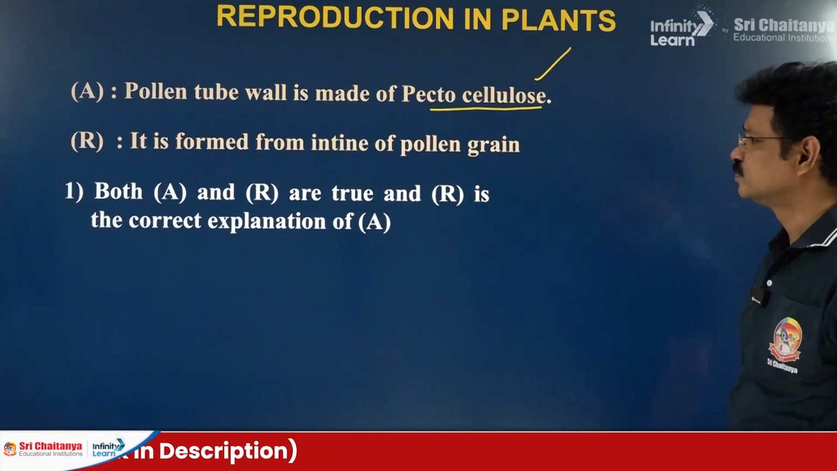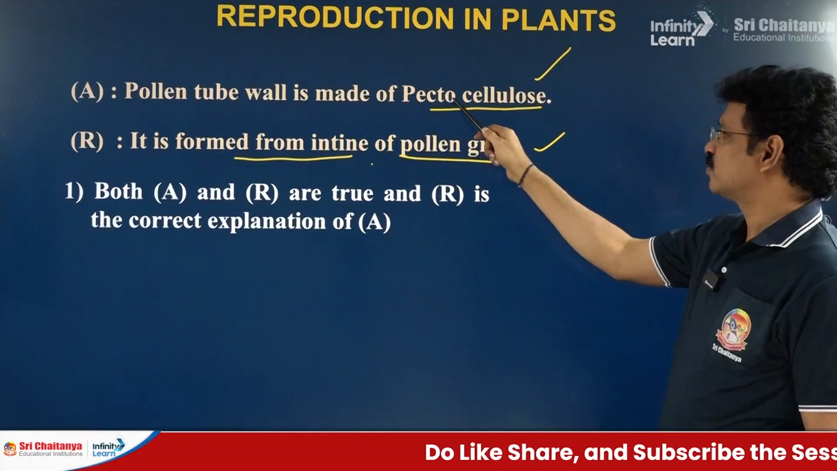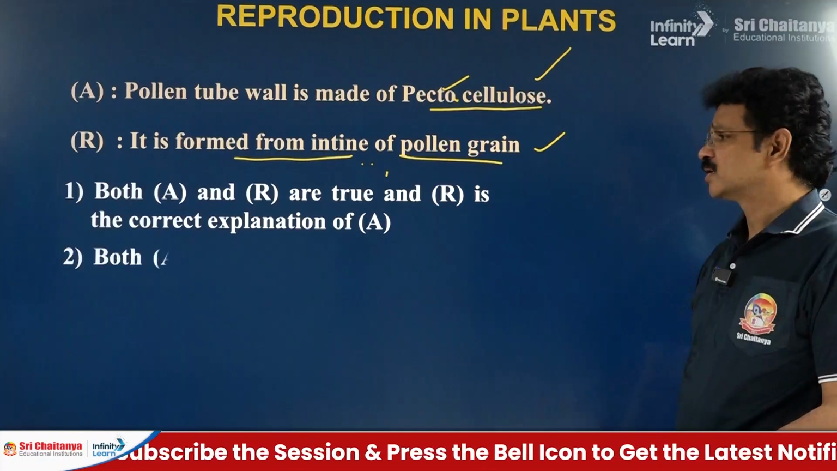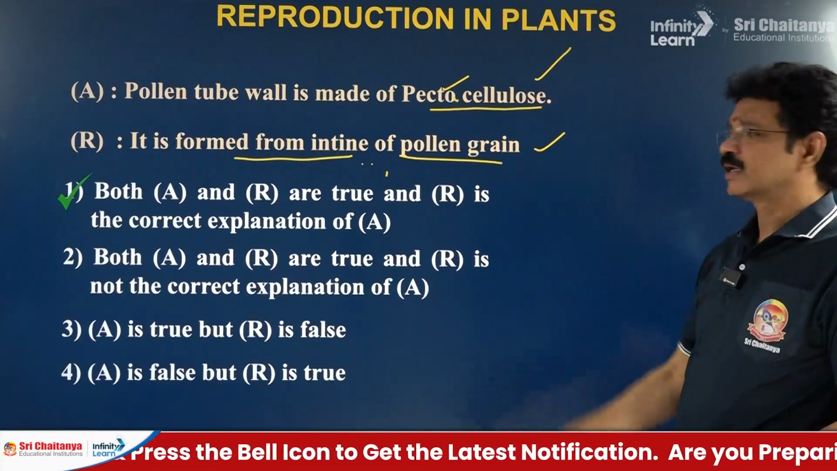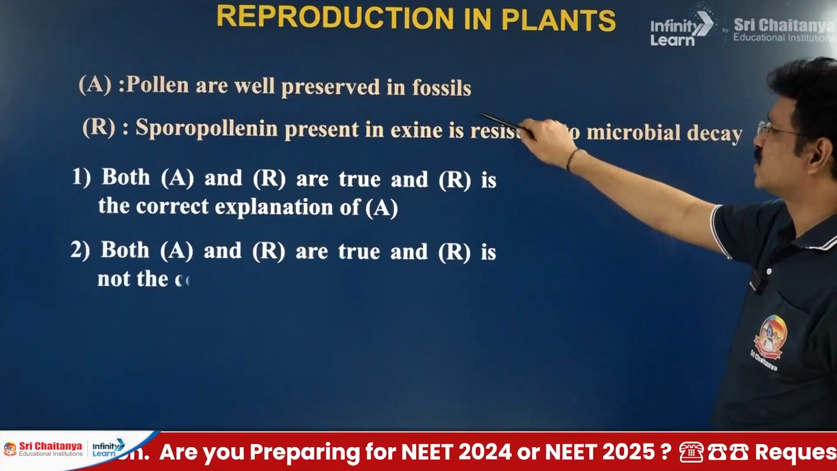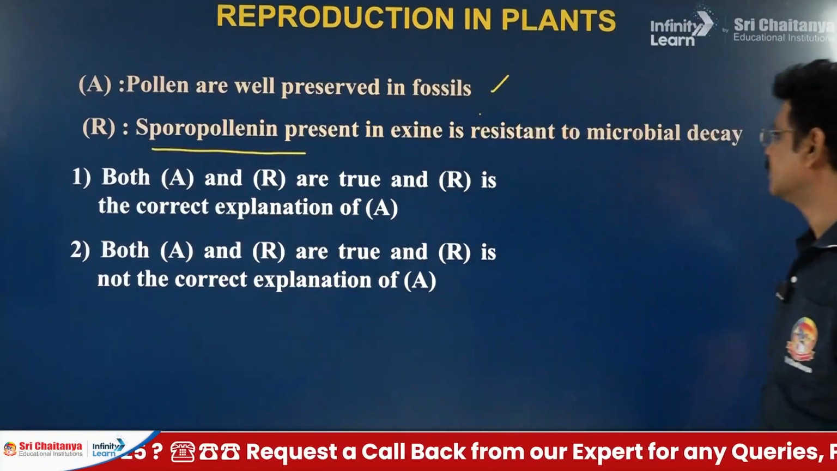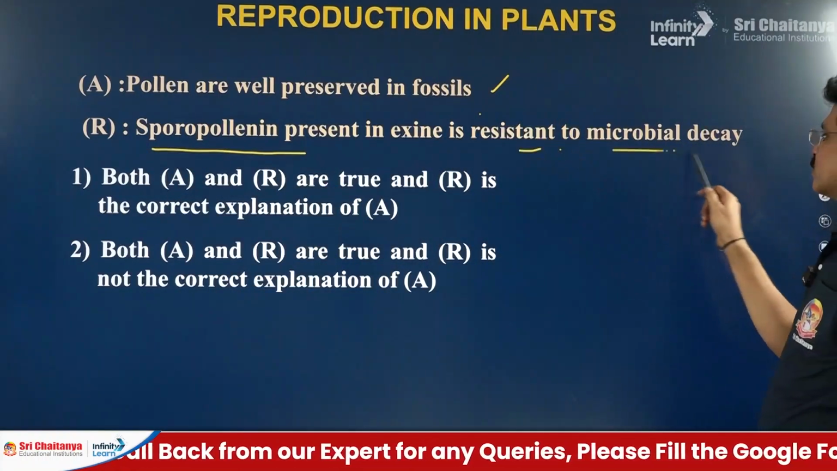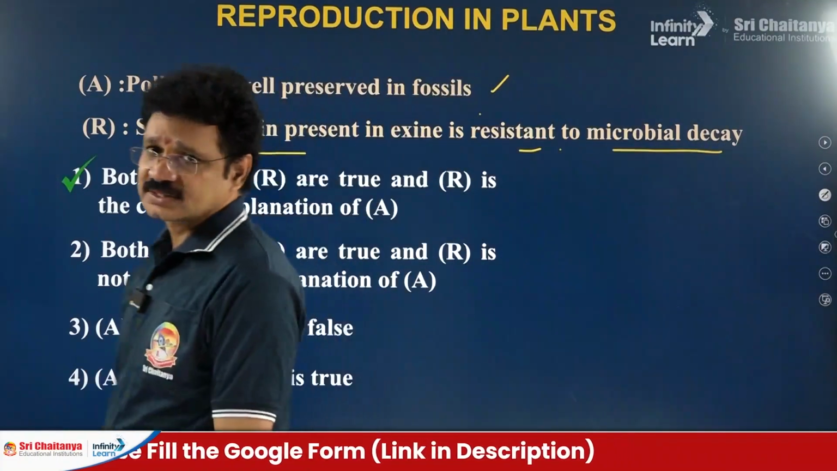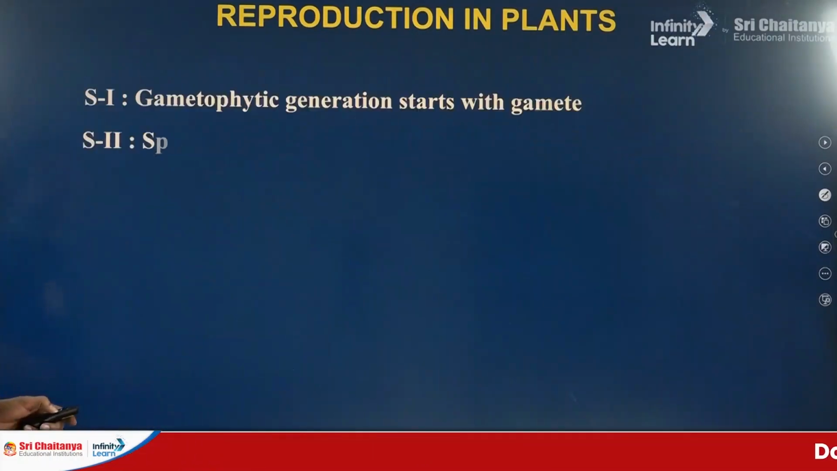Statement true. Because the tube is formed from intine of the pollen grain. Intine is chemically made up of pectocellulose. The structure developed from intine is also made up of pectocellulose. So the right answer is first option. Reason explains assertion. Next question. Pollen are well preserved in fossils due to the presence of sporopollenin. That is the resistance to microbial activity or microbial decomposition. So here also the right answer is both A and R correct, or option 2. R is the correct explanation of the assertion.